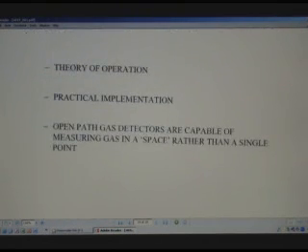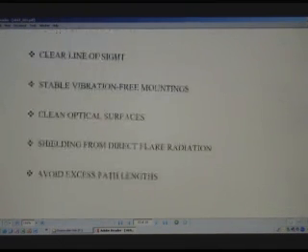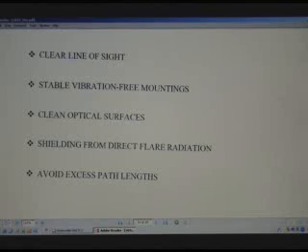Theory of operation, practical implementation: open path gas detectors are capable of measuring gas in a space rather than a single point. Clear line of sight, stable vibration-free mounting, clean optical surfaces, shielding from direct flare radiation, avoid excess path length.